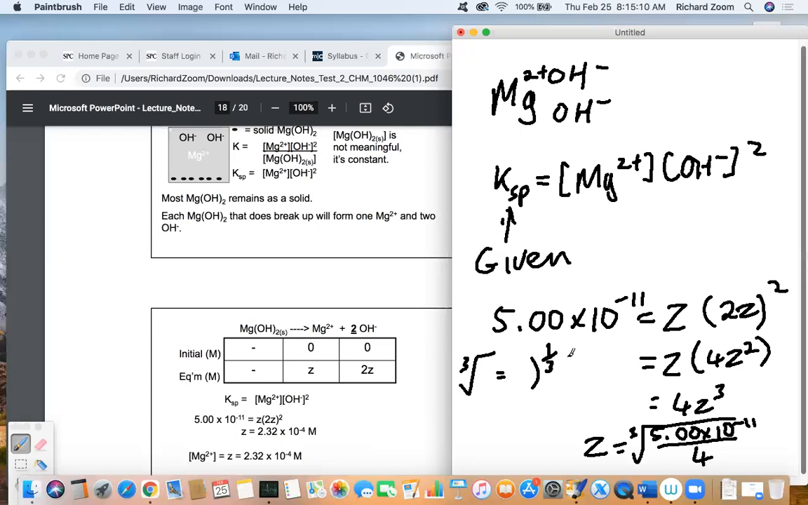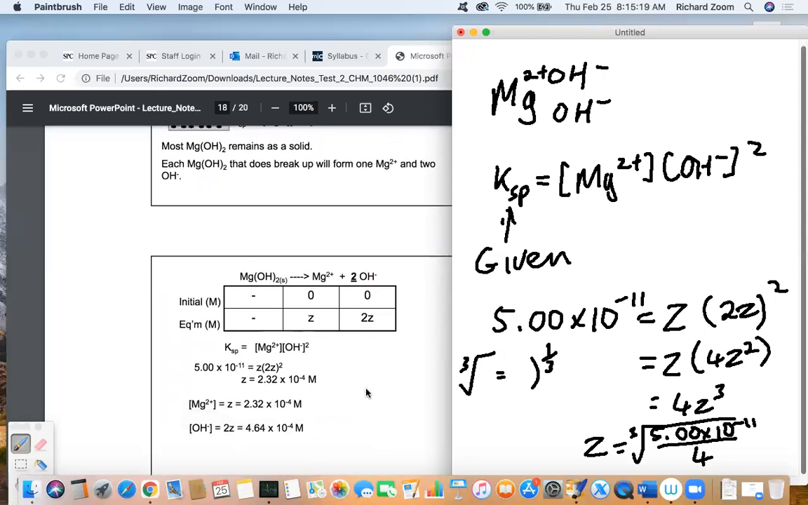Does anybody have any questions? Is anybody uncertain about how they can do that in their calculator? The Z value that we get is going to be 2.32 times 10 to the negative 4. Please take a look and make sure that you can get that value in your calculator. I'm going to wait a second and see if anybody has any issues. Okay, anybody have any questions?